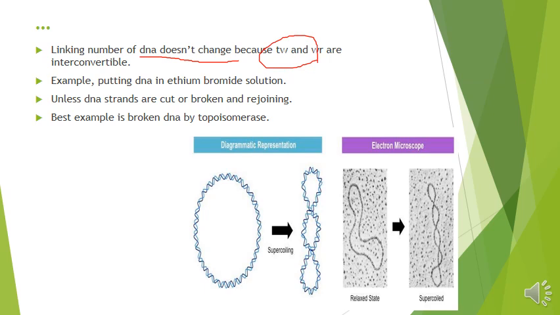What do I mean by this exactly? It means that if the twist number is increasing, the writhe number should decrease. Or if the writhe number is increasing, the twist number should decrease. Because the linking number should be stable, and there should not be any change in the linking number.